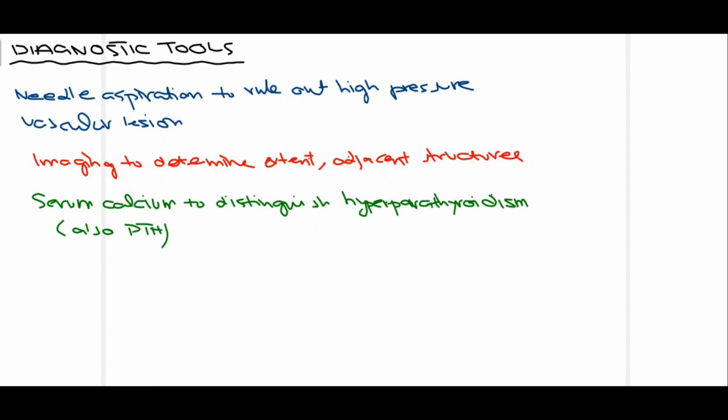Now, since central giant cell granuloma lesions resemble hyperparathyroidism lesions, we go for serum calcium levels and also PTH levels to distinguish whether the lesion is central giant cell granuloma or a hyperparathyroidism lesion, which is a very important part of reaching a definitive diagnosis of CGCG, which is central giant cell granuloma.